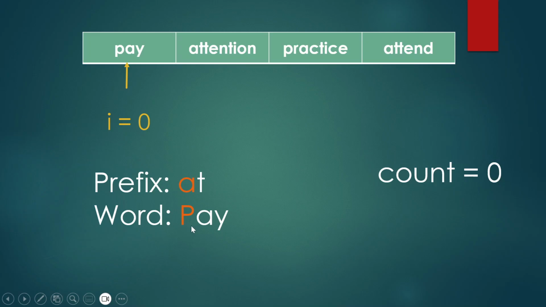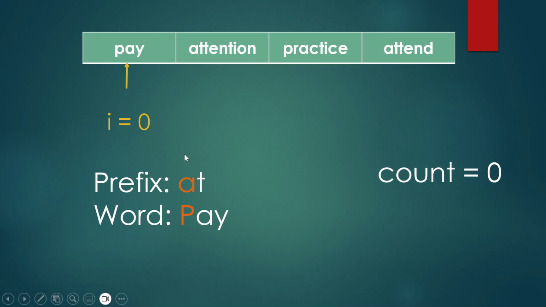So we need another for loop which will start from 0 and go to the length of the prefix minus 1. And we have another condition: suppose the word is only "ap". When we try to access beyond it, it will throw an index out of bounds exception. So for that we need another condition: if the word length is greater than or equal to the prefix length, then we check.